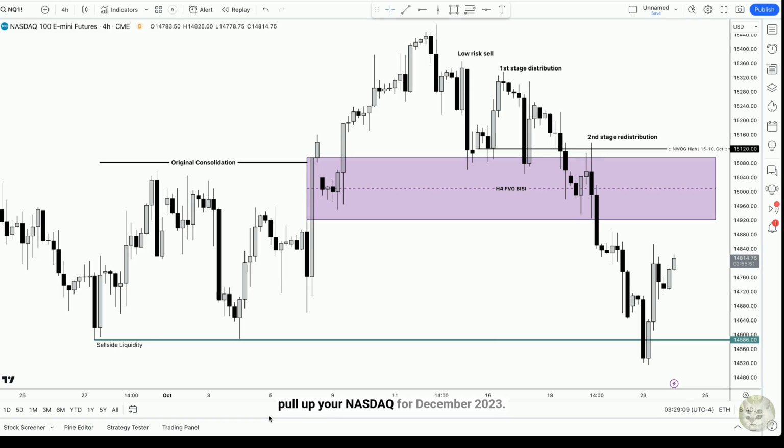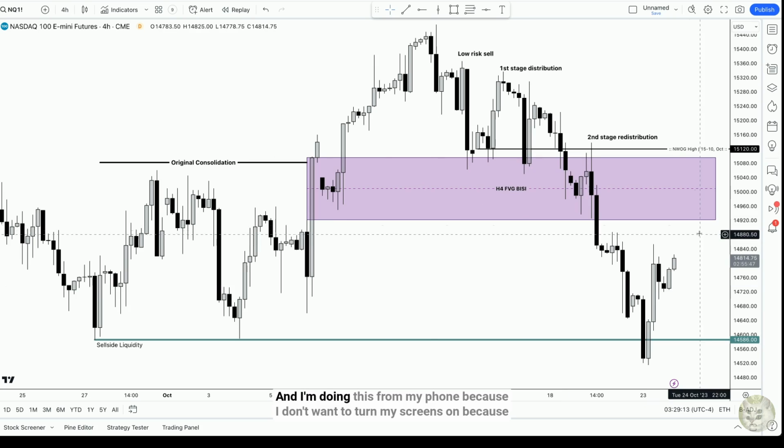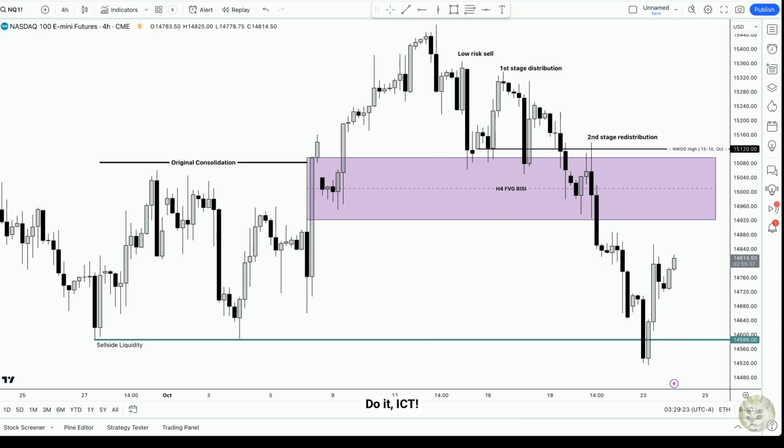Pull up your NASDAQ for December 2023. And I'm doing this from my phone because I don't want to turn my screens on, because I know if I do this with my main screens, I can turn this into a 6-hour session today. Do it, ICT, do it. I'm here for it, right?